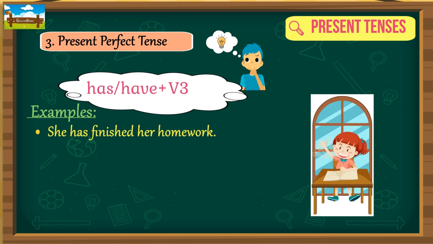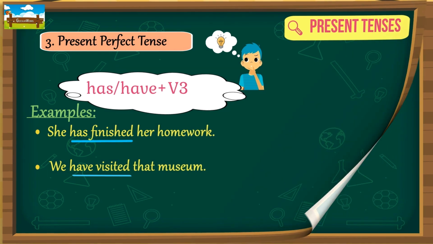She has finished her homework. The completion of her homework is recent and has a connection to the present. Next, we have visited that museum. Our museum visit is now complete, and it has relevance to the present moment.